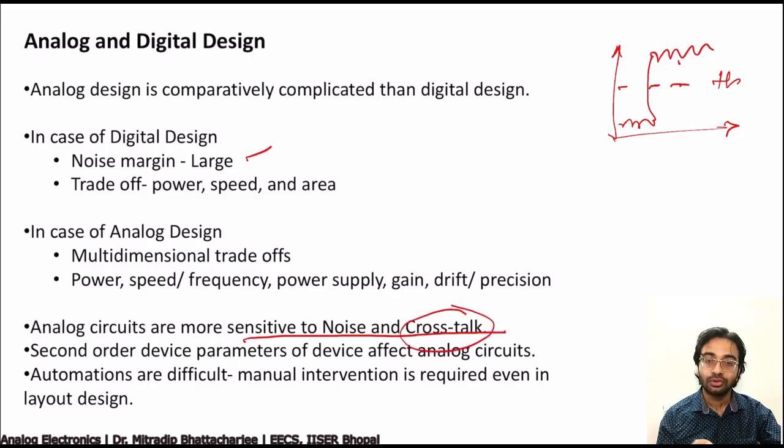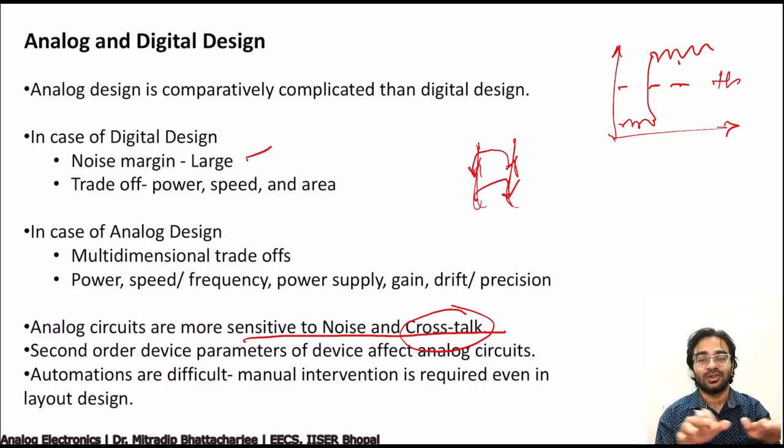Now crosstalk, what is crosstalk? Crosstalk means if you have two lines, say parallel, carrying signals, then the signal in this one may interfere with the signal in the other line, and the signal in the other may interfere with this one. This is called crosstalk. Both lines are carrying signals, but one signal is influencing the other, which is not desirable. So there are crosstalks in analog circuits, which is more significant.